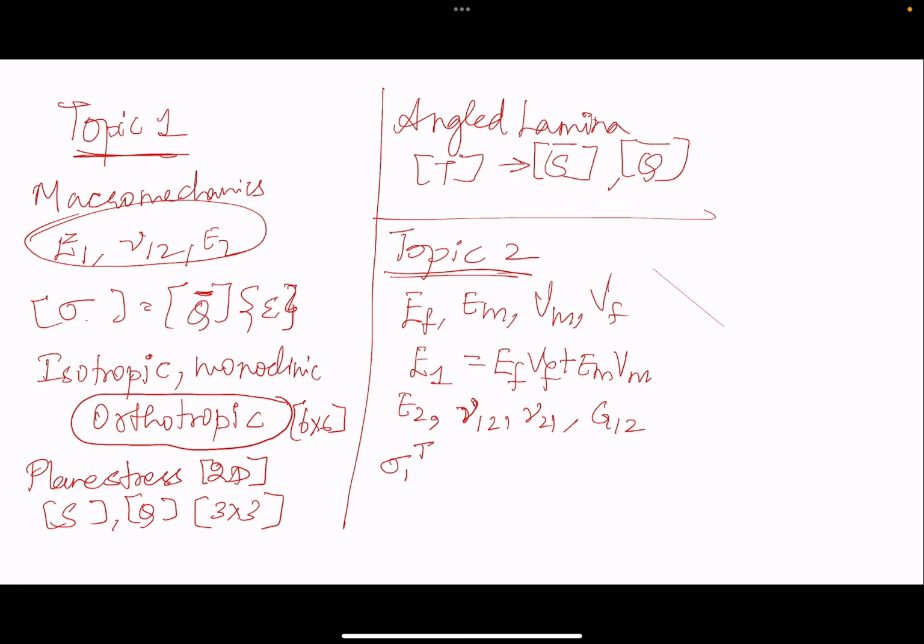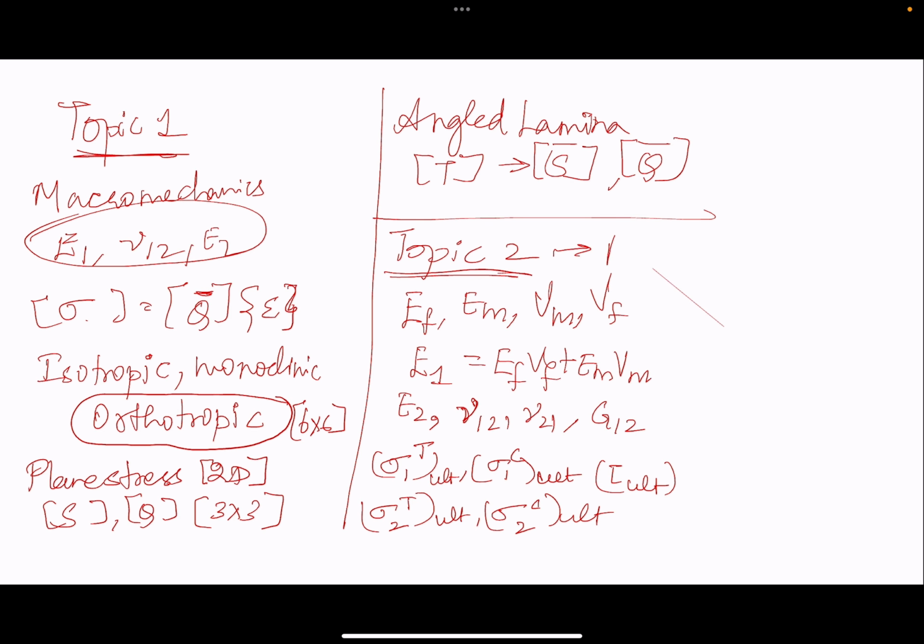You got the ultimate longitudinal tensile strength, ultimate longitudinal compressive strength, which is in the direction of fibers, and then you have the same things in the direction perpendicular to the fibers. These were called transverse, tensile, and compressive strengths. And of course, you had the ultimate shear strength, right? So we talked about the different strengths. And then we moved on to topic 3, which is where we are now.